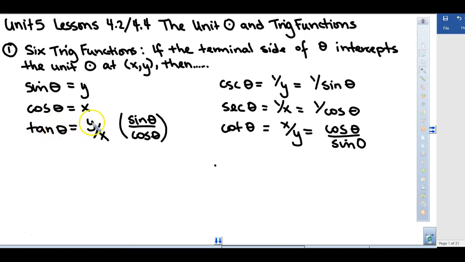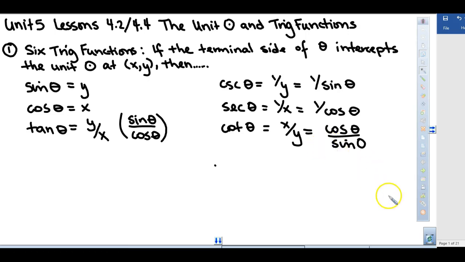Tangent theta is equal to the y-coordinate divided by the x-coordinate, which is the same thing as sine over cosine, and that goes back to here because sine is y and cosine is x. And then cosecant, secant, and cotangent would be the reciprocals of all of those. Cosecant is the reciprocal of sine, so that would be 1 over y, or 1 over sine. Secant is the reciprocal of cosine, so that would be 1 over x, or 1 over cosine. And cotangent is equal to x over y, because that's the reciprocal of tangent, which is the same thing as cosine over sine. Okay? Pause this and write this down if you need to.